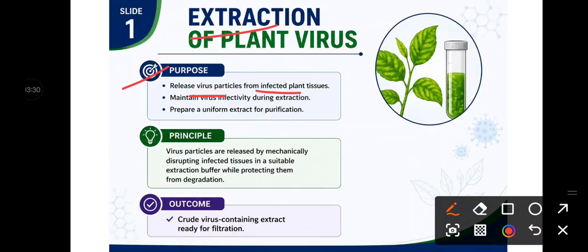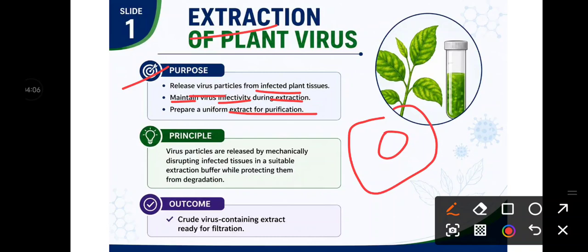Virus is an obligate intracellular parasite, so the virus will remain inside a plant cell. So we have to crush that cell or tissue to release the virus particles. Then, to maintain the virus infectivity during extraction, how do we maintain it? By using some chemicals like buffers. A proper extraction buffer we have to prepare to maintain its infectivity or stability. Then prepare a uniform extract for purification.